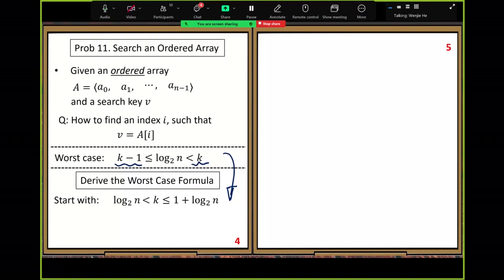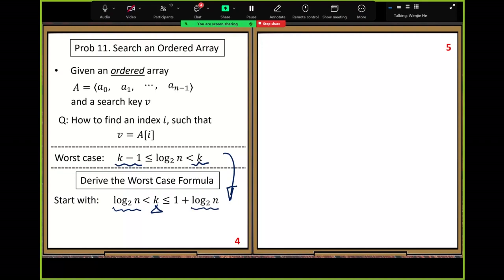But you can see one problem here: log base 2 of n may not be an integer, right? We cannot assume n is a power of 2. N is a general positive integer. It's not a power of 2. So in general, log base 2 of n is a non-integer, positive number. And we know k is an integer.